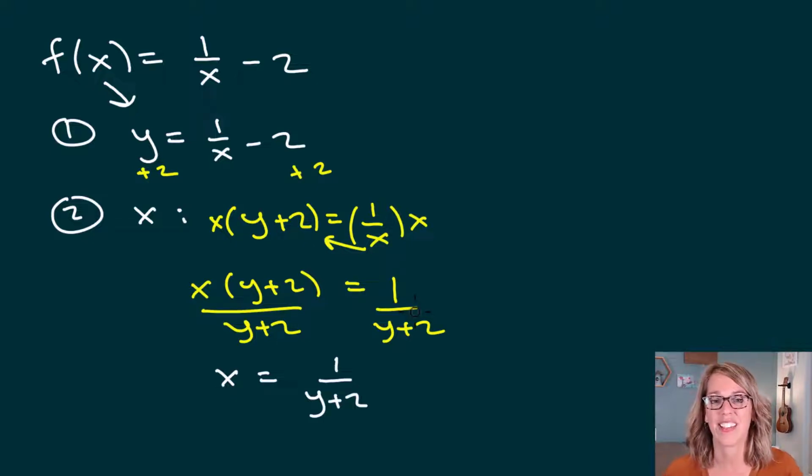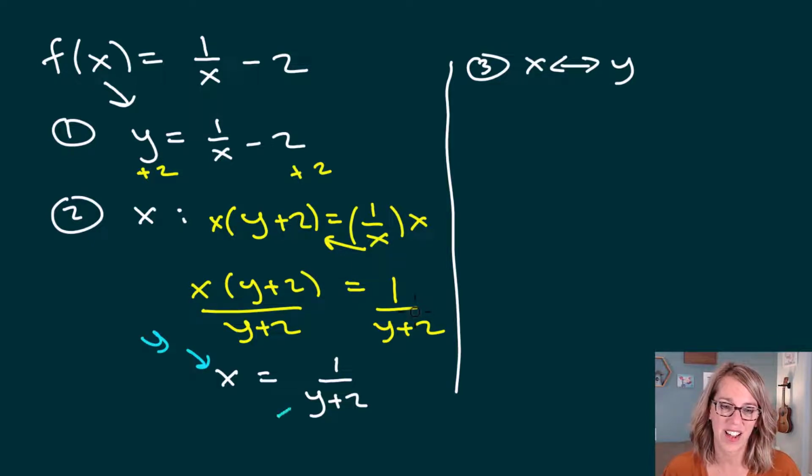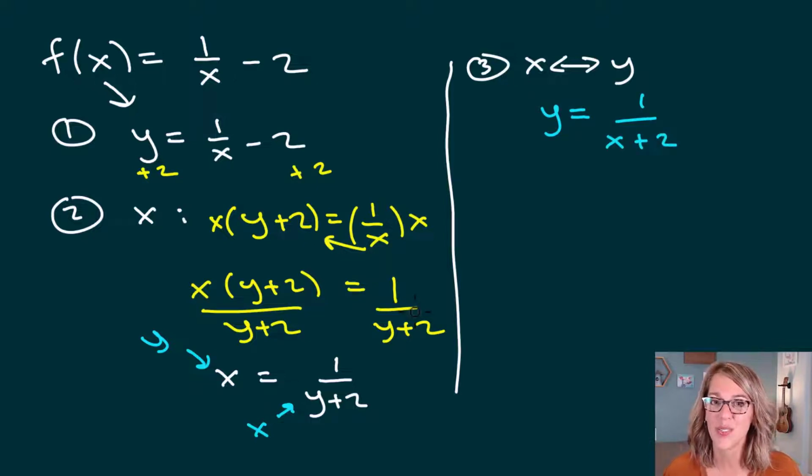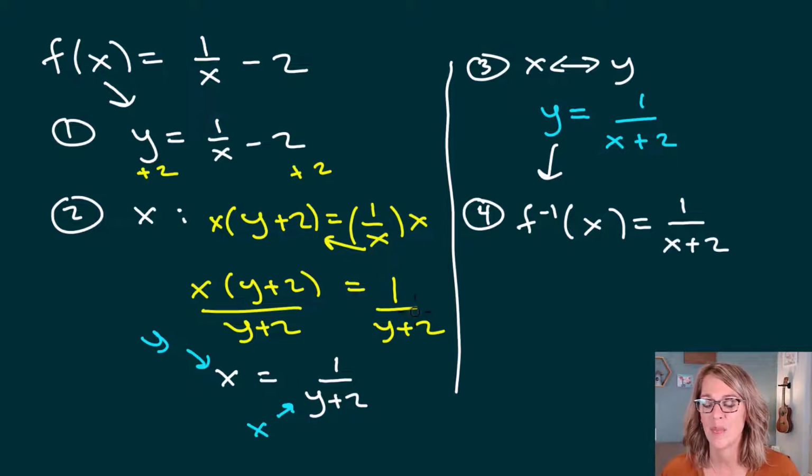Now I'm almost there. I still need to do my x, y swap. So step number 3, let's do our x, y swap, which means that I get a y over here and an x where the y was. So I can rewrite that as, instead of x equals, y equals 1 over x plus 2, and I'm almost done. I just need to rename this as f inverse. So step number 4, not just a generic y, but this is my f inverse of x is equal to 1 over x plus 2. And we've got our answer.